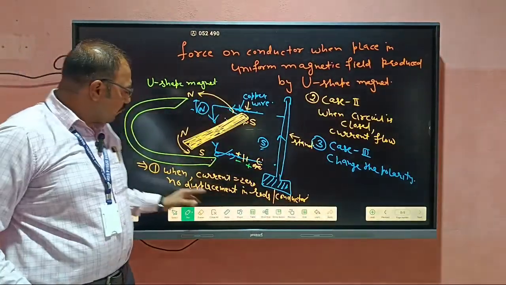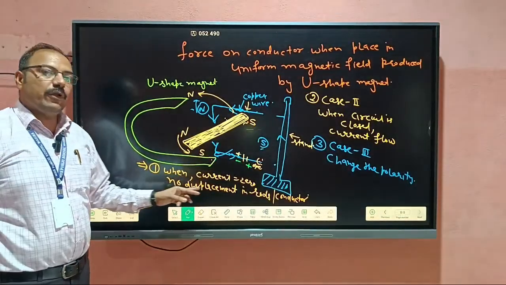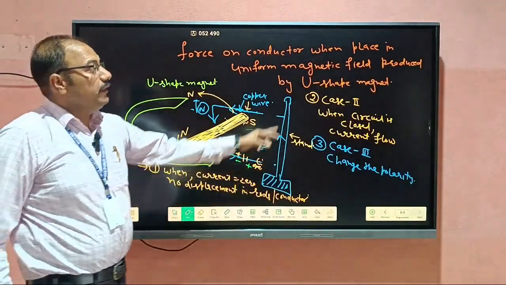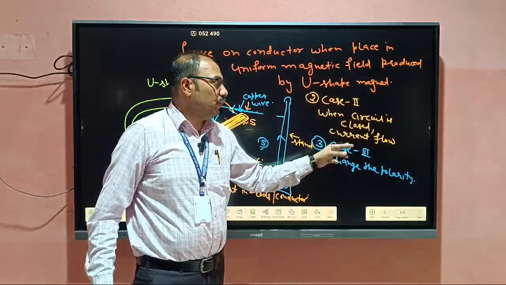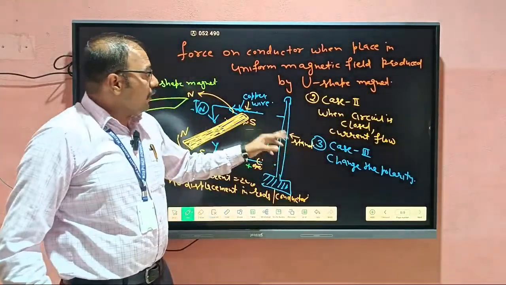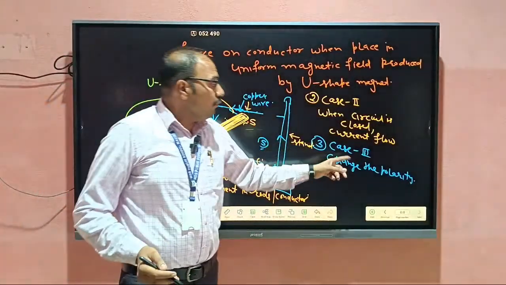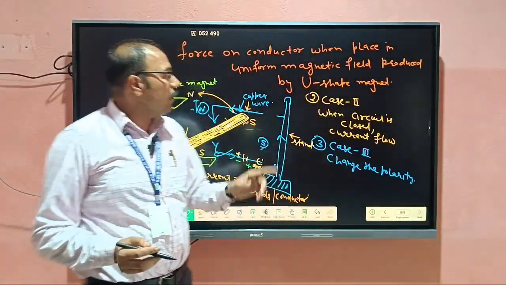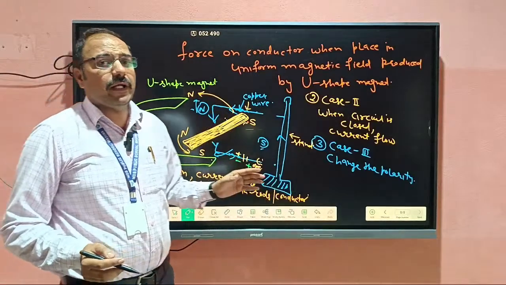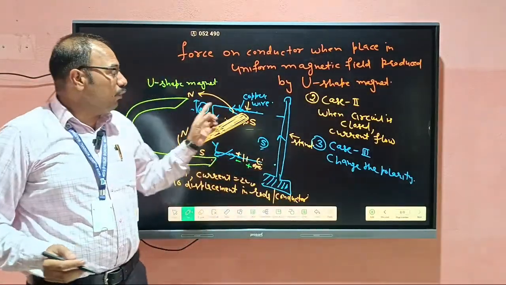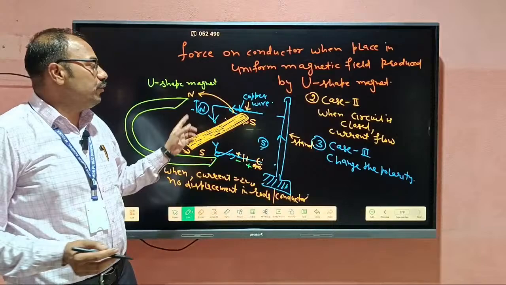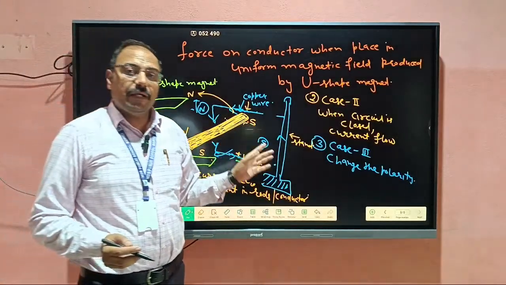So here there are three cases. One, when current is zero, no displacement in the rod or conductor. Second case, when the circuit is closed, current flows, and then we observe a change in the position of the rod. And third, when there is a change in the polarity. So this is the force observed by the conductor in a magnetic field produced by the U-shaped magnet, and that is known as the horseshoe magnet.